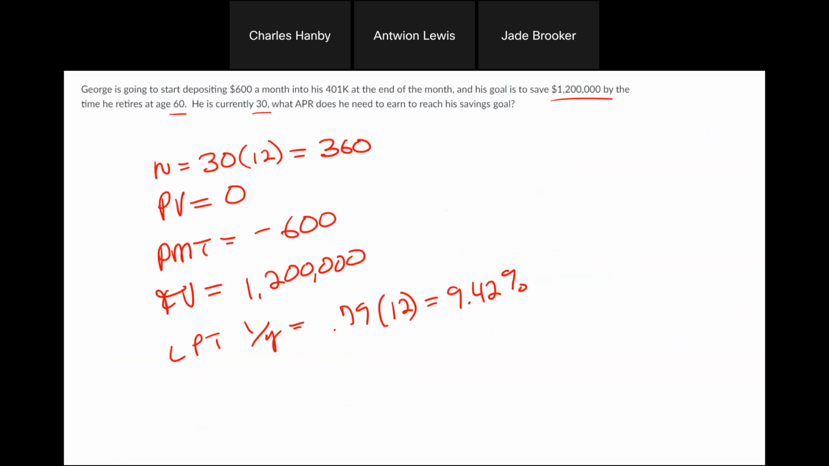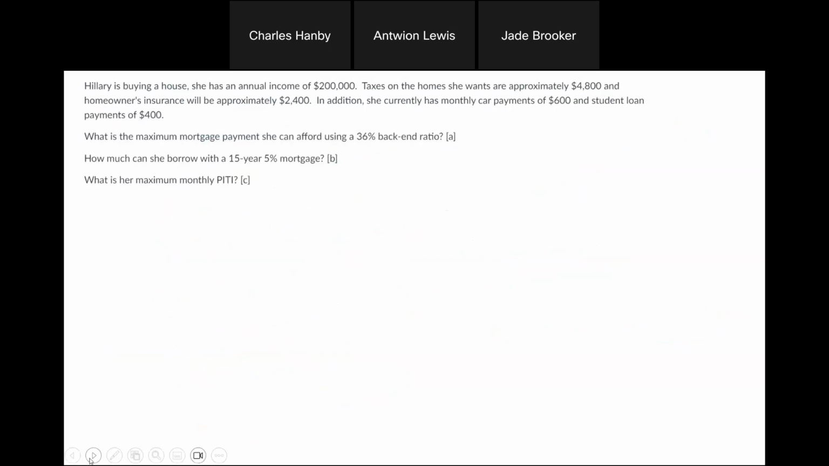Any questions? No, sir. Okay. All right, so next is a back end ratio question. So we've got to consider the other loan payments.